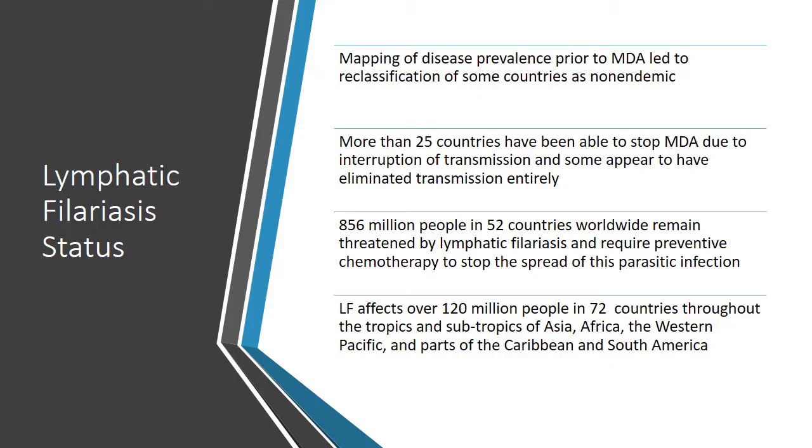So the status right now of the disease: the mapping of disease prevalence prior to MDA led to reclassification of many countries as non-endemic, which is a big step. More than 25 countries have been able to stop MDA due to interruption of transmission, and some appear to have eliminated transmission entirely. 856 million people in 52 countries worldwide remain threatened by lymphatic filariasis and require constant chemotherapy to stop the spread of the infection. And LF affects over 120 million people in 72 countries as of today.